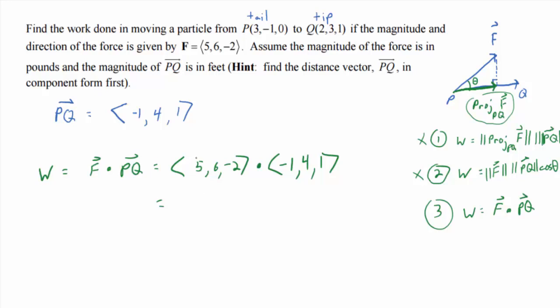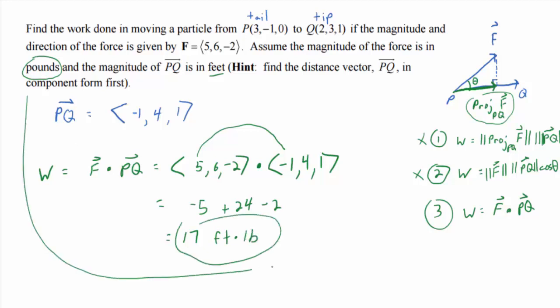So, okay, let's show some work here. Multiply the first components together. What do you get? Negative 5. The second components? Plus 24, right? Third components? Minus 2. So it's 24 minus 7? Or 17? 17. Okay, let's get the units right. Foot-pounds, right? You were told the magnitude of the force is in pounds. PQ is in feet. You better put the units down. Foot-pounds. That's it. So this is the only work you need to show. It's a really quick problem.